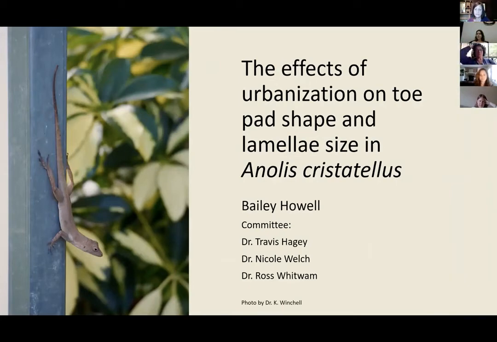Bailey, I was just going to say, one of the things I love about your project are all the hypotheses that it launches, which is one of the hallmarks of good research.